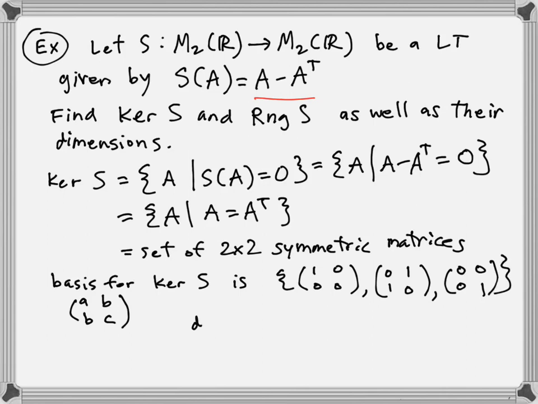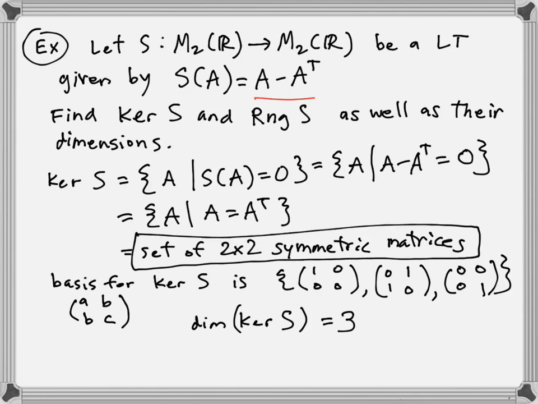In other words, the dimension of the kernel is equal to 3. Okay, so we found the kernel and we found its dimension. Let's do the range now. The range is equal to the set of all S of A such that A is a 2 by 2 matrix.